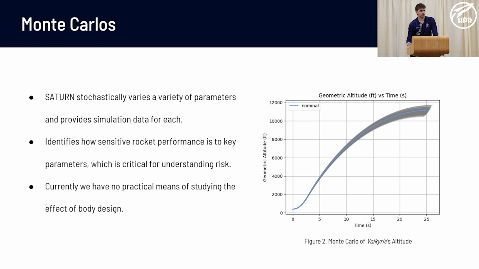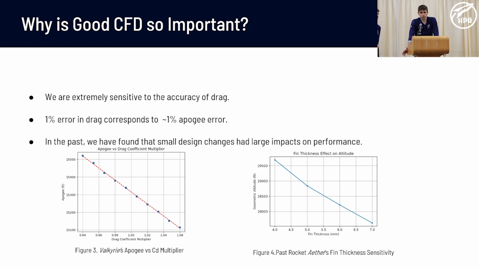Cool. So why is good CFD so important? Well, quite simply, a rocket is extremely sensitive to drag. A 1% error in drag corresponds to a 1% error in apogee, roughly, for our rocket Valkyrie. In the past, we've found that small design changes have had large impacts on performance, and therefore, in the design cycle of Valkyrie, it's extremely important to understand how body changes change the performance and safety of the rocket.